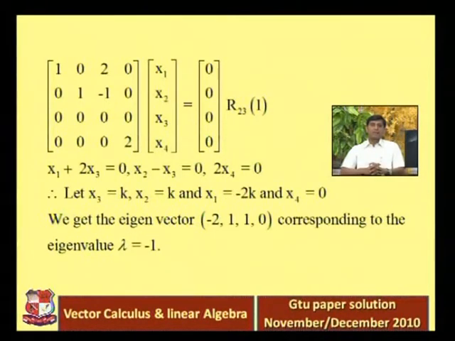From this matrix you will get the equations x1 plus 2 x3 is equal to 0, x2 minus x3 is equal to 0, and 2 x4 is equal to 0. In the first column you have a leading entry, in the second column you have a leading entry, and in the fourth column you have a leading entry. In the third column you don't have a leading entry, so we take x3 is equal to k, and corresponding to x3 is equal to k, you will get x2 is equal to k and x1 is equal to minus 2k. So the eigenvector is minus 2 1 1 0, corresponding to the eigenvalue lambda is equal to minus 1.